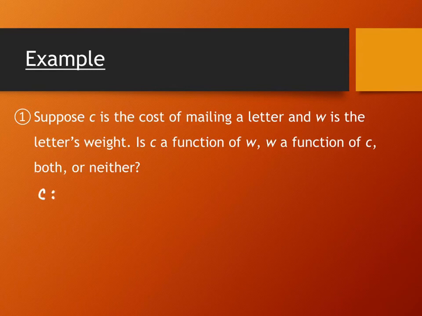Okay, so let's identify what each of these are again. C is the cost, right? It's the dollar amount. W is the weight, in pounds or ounces, whatever you want to use. I don't care necessarily. I guess if you're talking about a letter, you're probably looking at ounces.